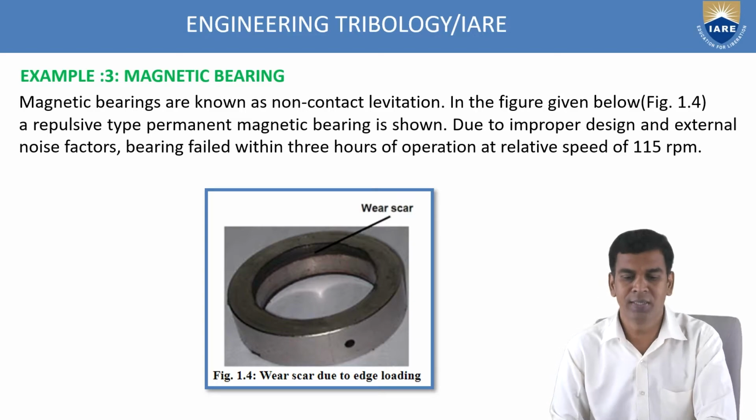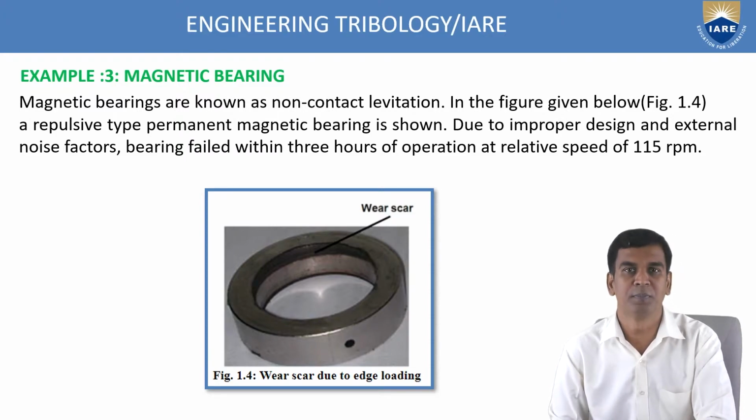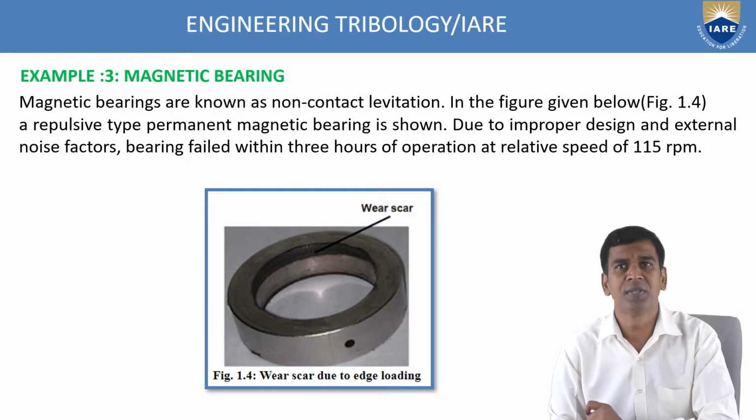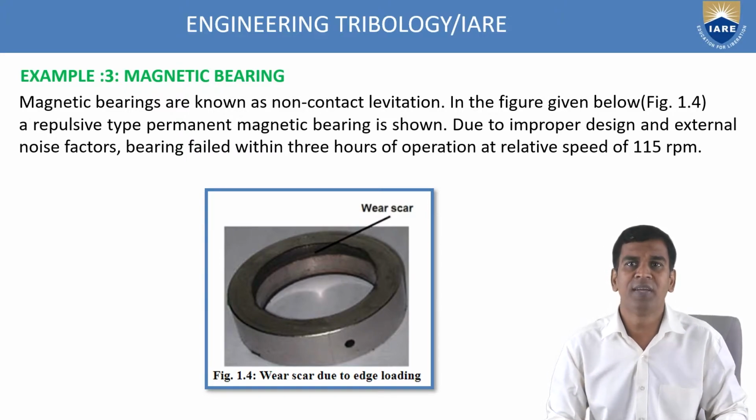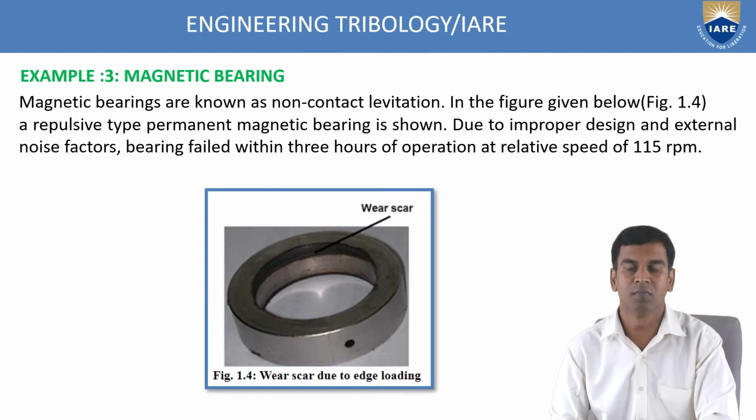Magnetic bearing. Magnetic bearings are also known as contact levitation. In this figure, a repulsive type permanent magnet bearing is shown. Due to improper design and external noise factors, the bearing failed within 3 hours of operation at a relative speed of 115 rpm. Here, wear scar due to edge loading took place.